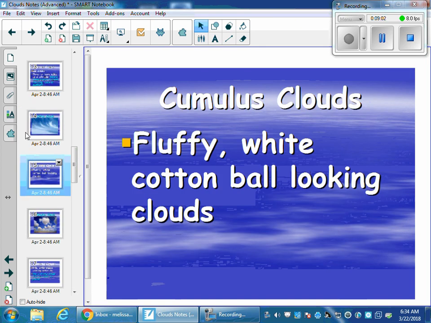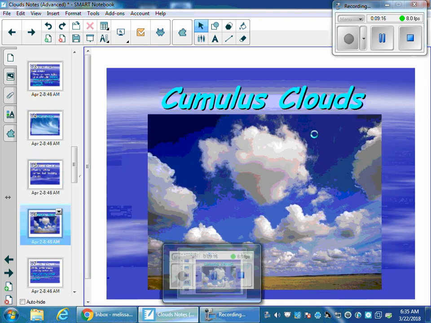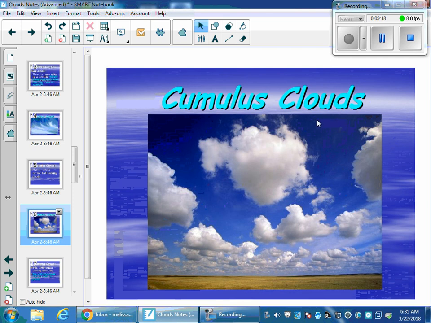Cumulus clouds are the ones you probably are most familiar with, or when you think of clouds, what you probably are thinking of. These are the fluffy white cotton ball looking clouds. It's a big puffball kind of thing. Looks like this. These are cumulus clouds. When you're thinking of shapes with clouds, this would probably be it.